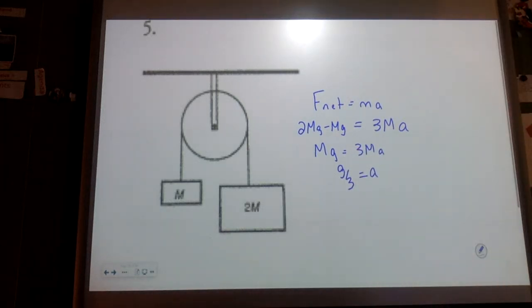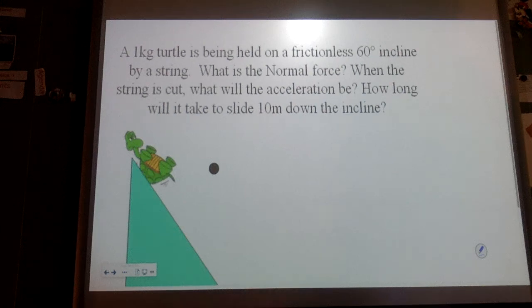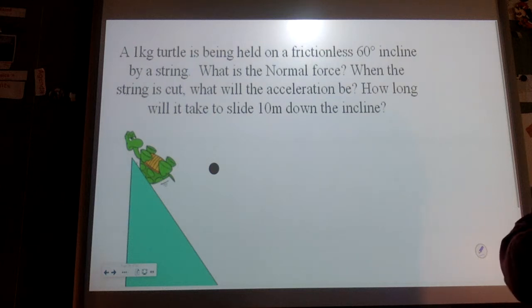All right, last example is going to be inclines. I have a turtle being held on a frictionless incline by a string. I'd like to know what the normal force is. I'm then going to cut the string, and I want to know what the acceleration will be and how long it'll take to slide 10 meters down the incline.